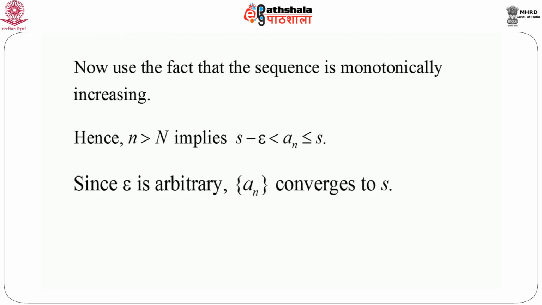And epsilon is an arbitrary but fixed positive quantity, however small it might be. So we can immediately say that an converges to S. That means the modulus of the difference, an minus S, is always less than epsilon whenever small n is greater than capital N. So capital N here plays the role of n naught.